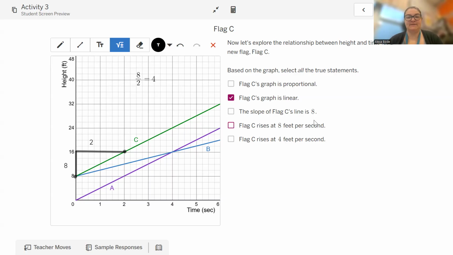Flag C rises 8 feet per second. Again, the slope is not 8. Flag C rises at 4 feet per second. That is what our slope means. So C and A are both rising at the same rate, just C has that head start. And notice you can see that C and A have that same rate because these two lines are parallel. If these lines are parallel, that means that they're going to have the same slope.